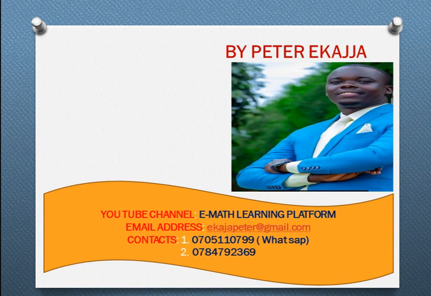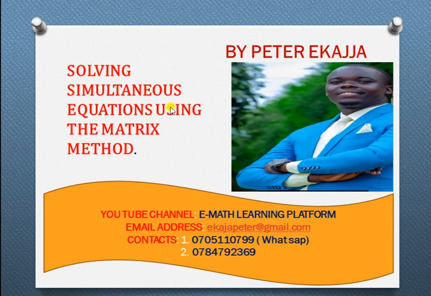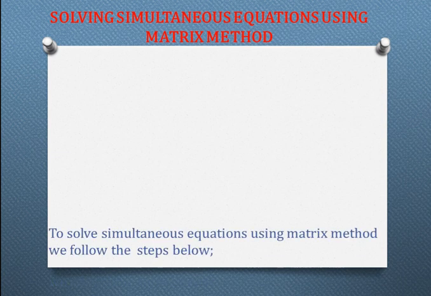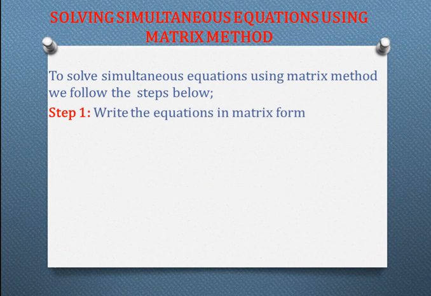Now today we are going to look at solving simultaneous equations using the matrix method. What do we mean by this? Now, we have basically three steps we have to follow in order to solve a system of simultaneous equations. And for this case, we shall start with a system with only two variables. Step number one, write the equations in matrix form. What do we mean by this?